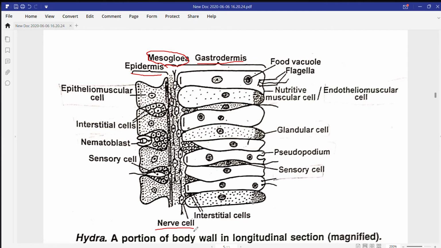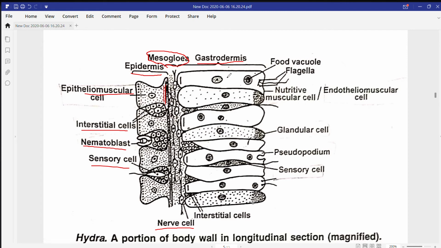There is no particular layer formed by cells there. Now this epidermis consists of epitheliomuscular cells, and these are the myonemes. These are interstitial cells for regeneration, nematoblast cells, and neurocytes or sensory cells, which sense any type of stimuli that needs to be received.